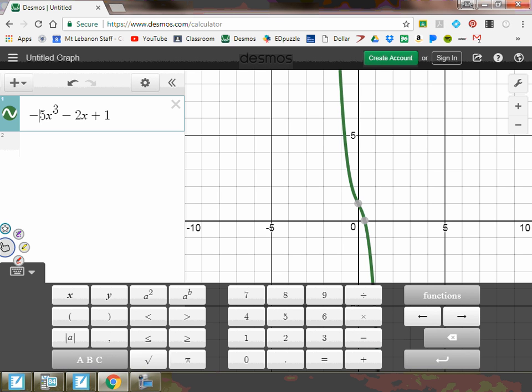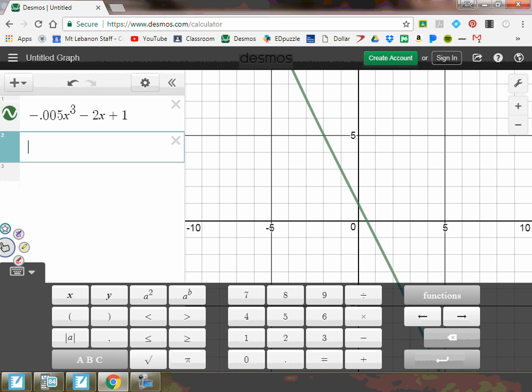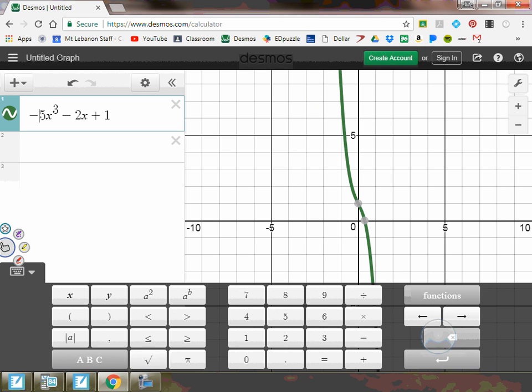How could we make it less steep? 0.05, 0.005, 0.0005. Whoa, it's still pretty steep. That's because it's x cubed, and x cubed is pretty steep because you're taking it to the third power. But the moral of the story is negative makes it go downhill from left to right. Positive makes it go uphill from left to right when the degree is odd. Okay, let me take it back to positive.